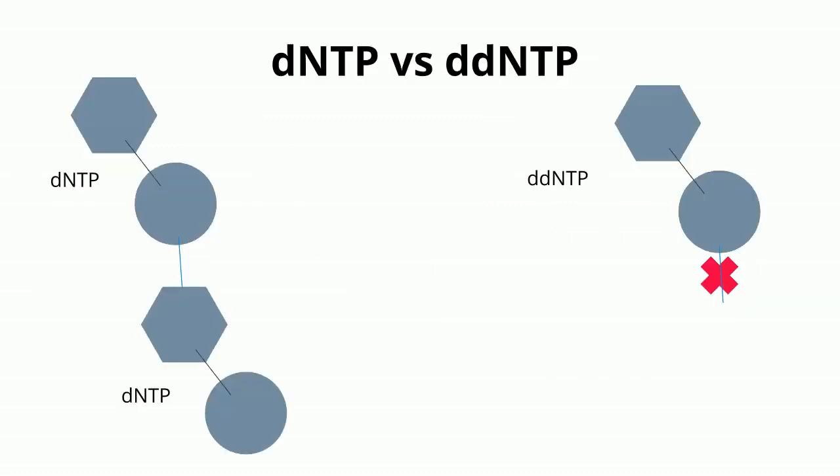ddNTPs don't include a chemical bonding site that connects nucleic acids, which stops replication on that chain of DNA, unlike the normal dNTP. This is what allows us to sort and sequence DNA.